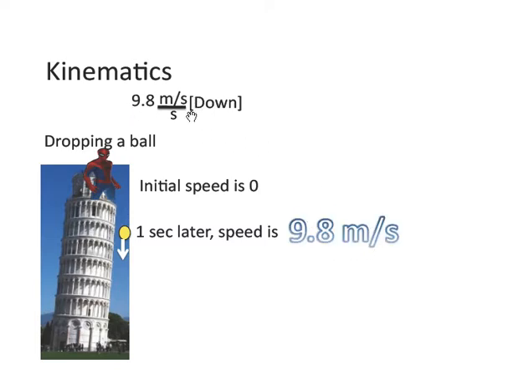What does this mean? It means for an object that's falling down, every 1 second, its speed will increase by 9.8 meters per second. So in a situation when an object is falling, we would use this value for the acceleration due to gravity, the downwards value.